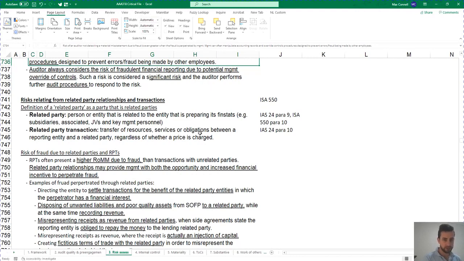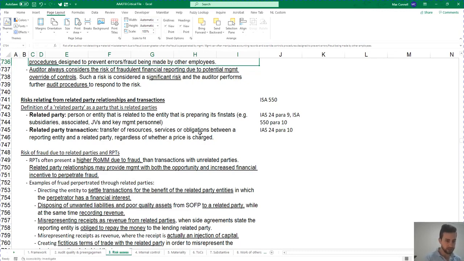relationships and transactions. We talked about this earlier. A related party is a person or entity that is related to the entity that is preparing its financial statements, e.g. subsidiaries, associated entities, JVs, and key management personnel. A related party transaction is a transfer of resources, services, or obligations between a reporting entity and a related party, regardless of whether a price is charged.